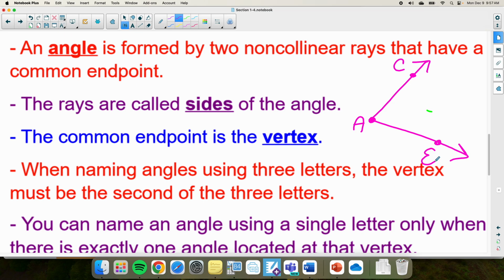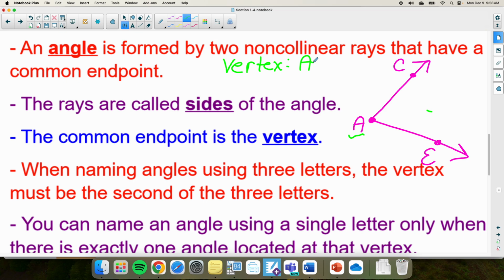Okay, so when you are given an angle, they're going to ask you today to name the sides as well as the vertex of the angle, okay? The vertex is going to be this point right here that the two rays take off from. So the vertex is always the middle point in the angle, okay? So the vertex is just A, okay?